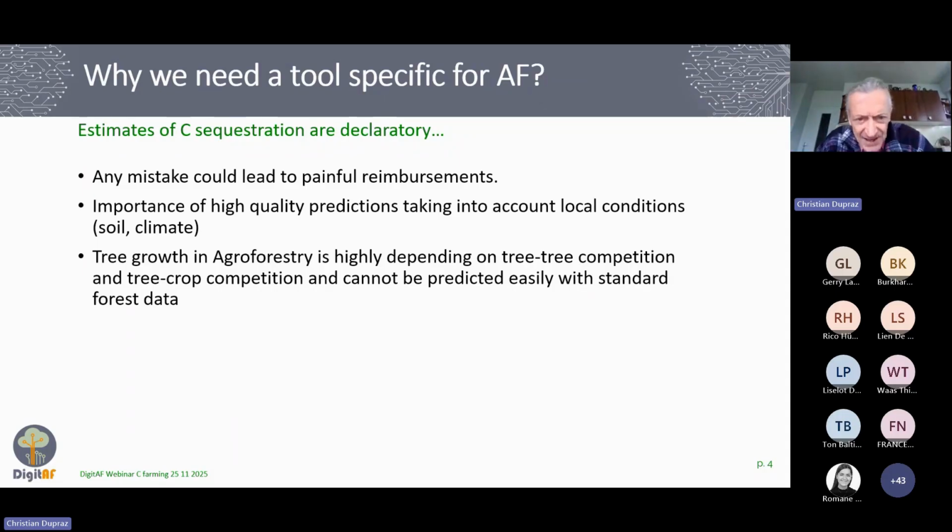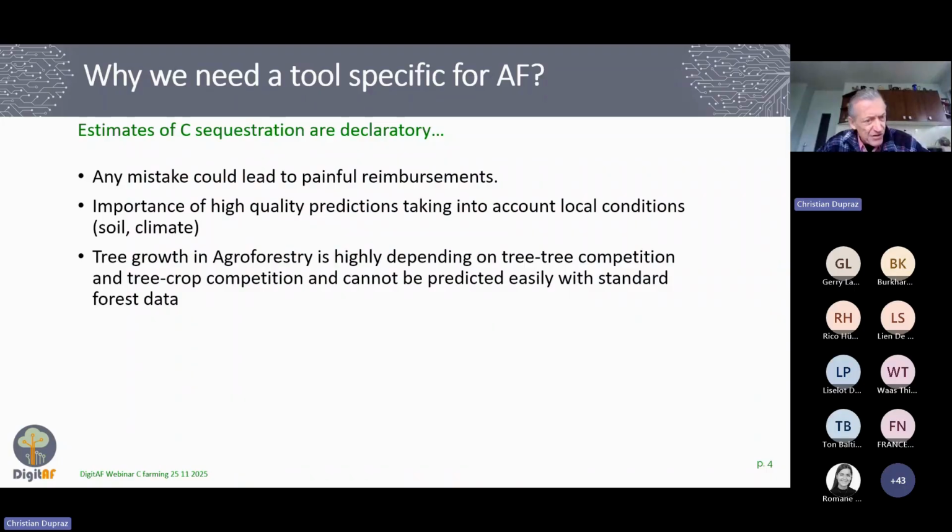And if you make a mistake, if you overestimate the carbon quantity that you will store, you could have to reimburse the money that was granted to you. This could be painful. And also, we need to have predictions that take into account the local conditions. You can't use a unique value for all agroforestry plots all over France, because we have very different soils and climates. So we need to have tailored predictions for specific soil and climate conditions.